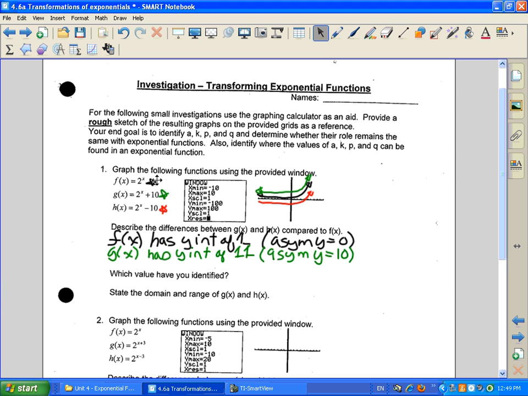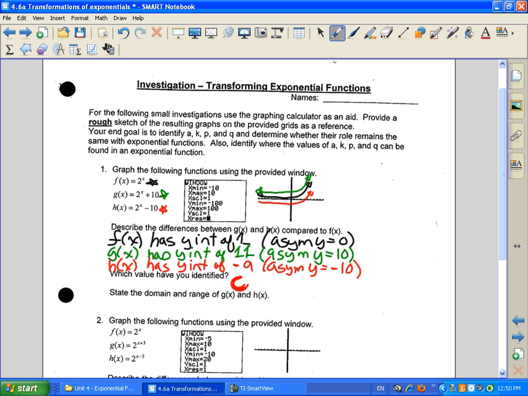And the last one, which is h of x, it has a y-intercept of -9. Why is that? Because we have an asymptote where y equals -10. So what have we identified here? Hopefully we've identified the letter C. Okay, that's your translation either up or down.